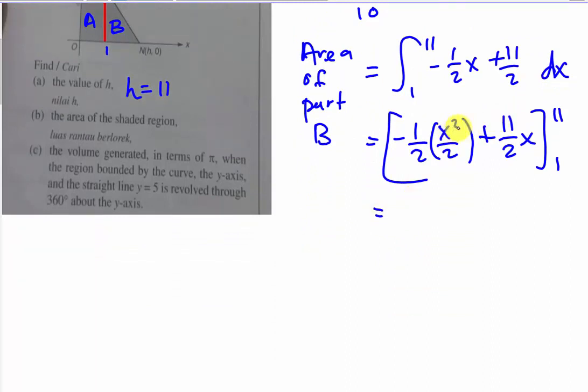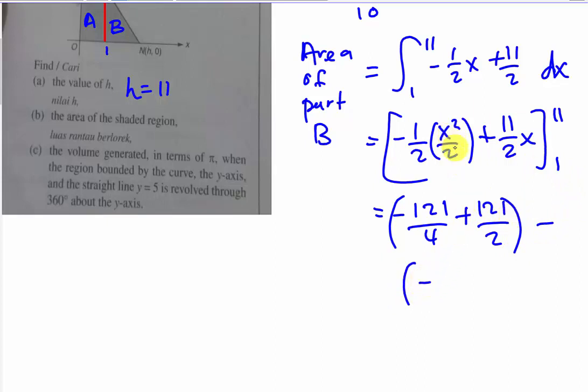Okay, so I was trying to substitute 11 here: negative 121 over 4, plus I substitute 11 into here is 121 over 2, minus I substitute 1 into x for both, so it will be negative 1 over 4 plus 11 over 2. Substituting 1 into x is very simple. Then of course you can use your calculator to easily get the answer. So yeah, let me try use my calculator. Negative 121 over 4 and then plus 121 over 2.